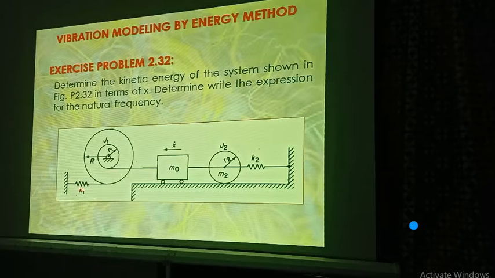So there are two possible types of energies: one is potential energy and the other is kinetic energy. In this system, potential energy will be because of the spring element K1 and spring element K2. So these two spring elements will be responsible for the potential energy, and in case of the kinetic energy, now we will see what will happen.